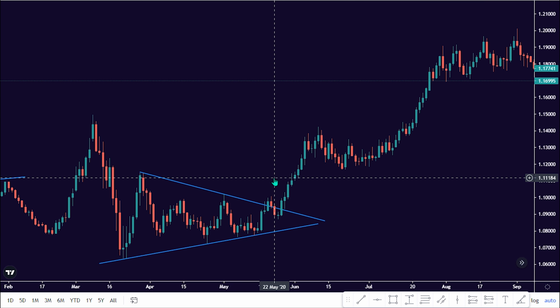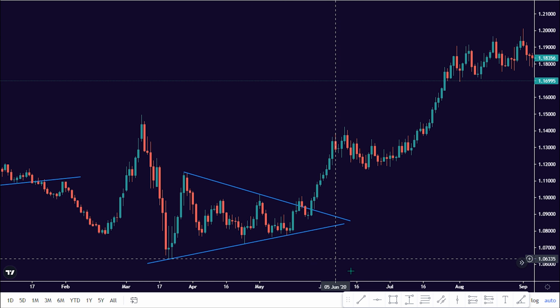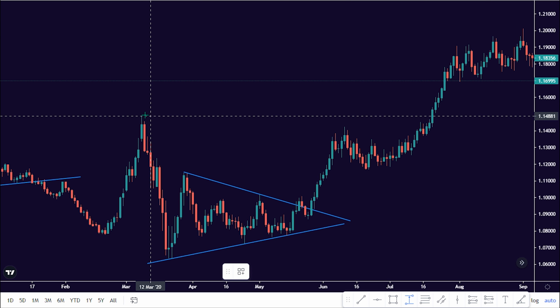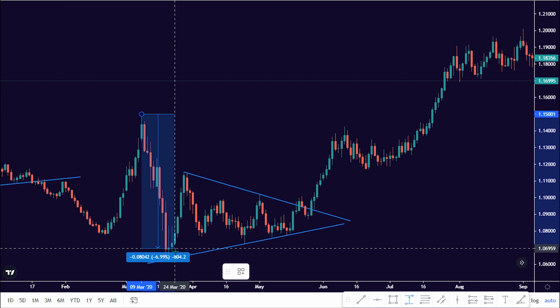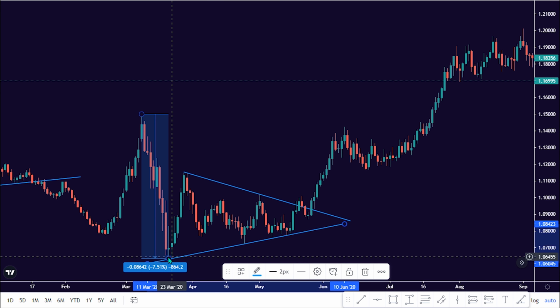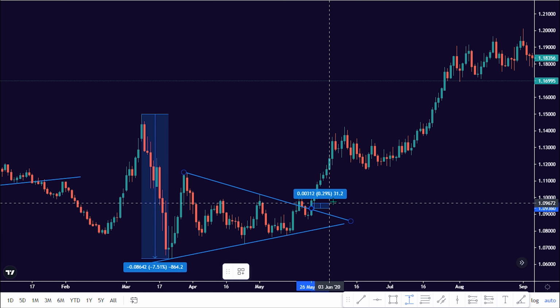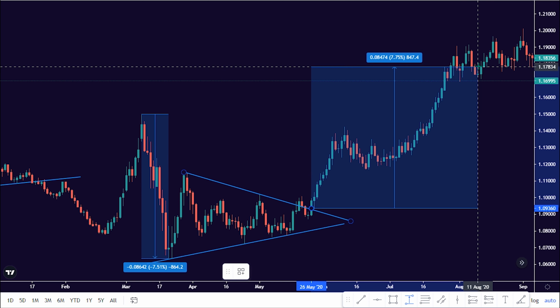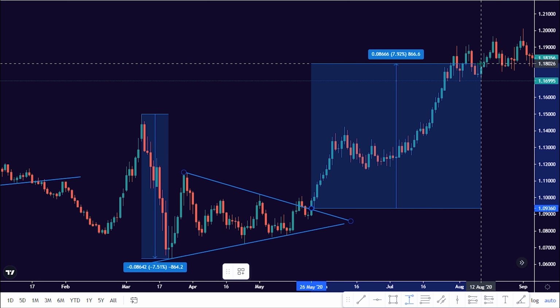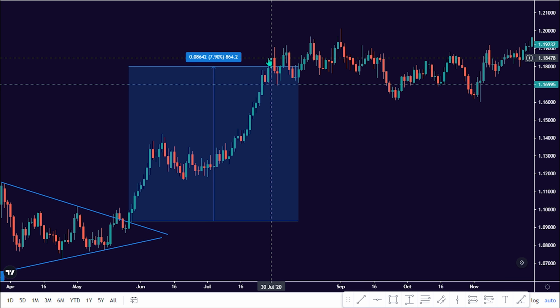To analyze the measurement objective of this long-term pattern breakout, we need to measure the distance from the high of the trend here, which led to the lowest low of this symmetrical triangle pattern here. We can see it was an 865 pips price decline. We can now replicate this price move upward to forecast the potential future price movement of this long-term reversal pattern. The price movement upward aligns to this zone here.